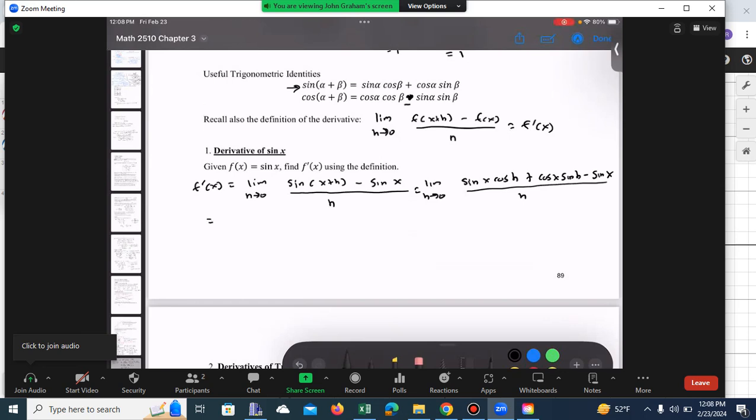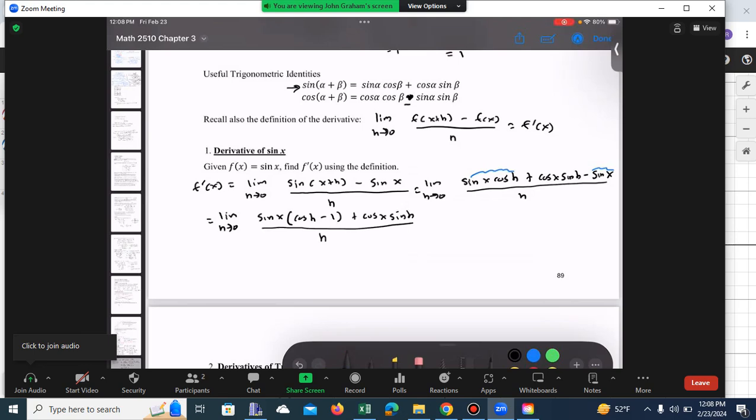We'll have the limit as h goes to 0. We're going to factor out a sine x from the two terms. So the first term is cosine h. Second term, when we factor out from this term and this term, we get a minus 1. And then we'll have left over cosine x sine h. And the whole thing is over h.